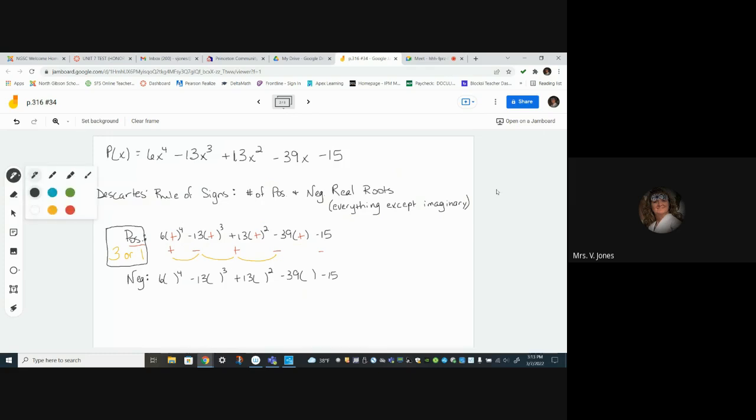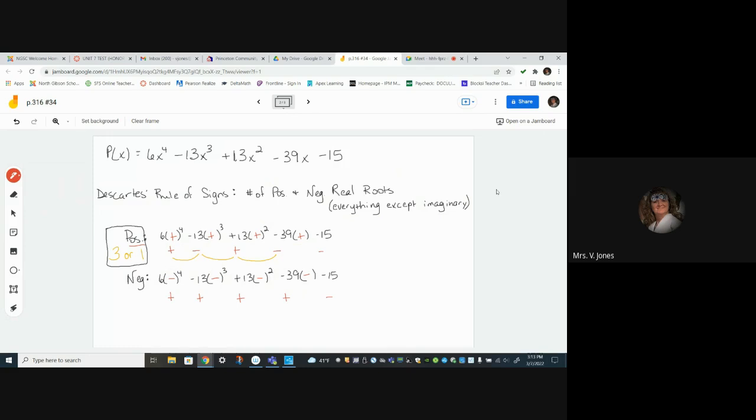So then let's try the negative. Do the same thing, but instead of a positive, we're going to plug in a negative. Now, if you want to use like -1 there, you can if it helps you. A negative to the 4th power is a positive, times this positive gives you a positive. Negative to the 3rd power is negative, times that negative gives you a positive. Negative squared is positive, times the positive is a positive. This negative times a negative is going to give you a positive, and then the last one's a negative.